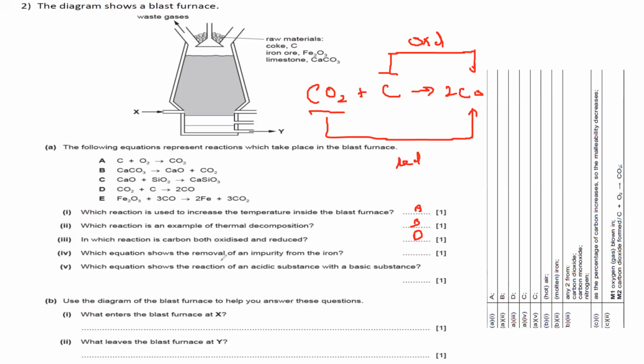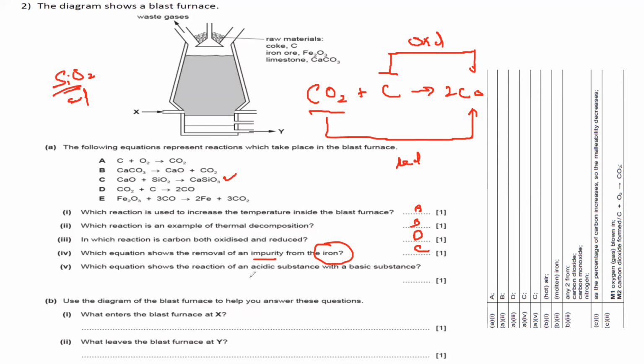Then which equation shows a removal of impurity from the ore? The impurity present in the iron is the silicon 4 oxide or sand. So which reaction shows that sand is removed? So sand is silicon 4 oxide, it reacts with calcium oxide to form a slag. So C is the right answer.